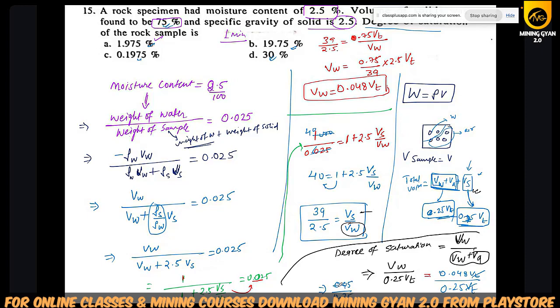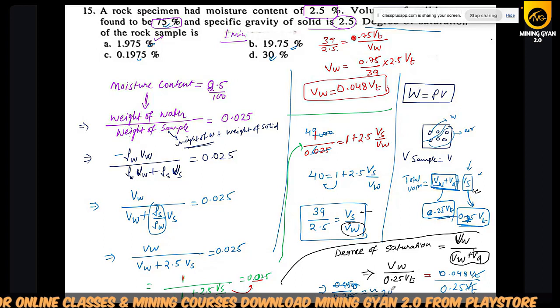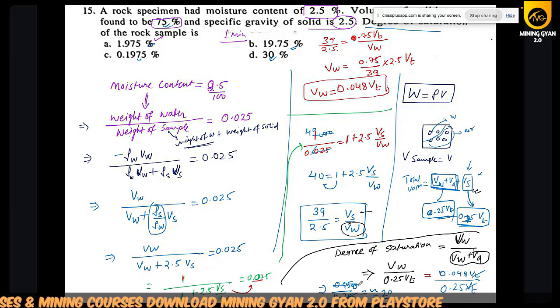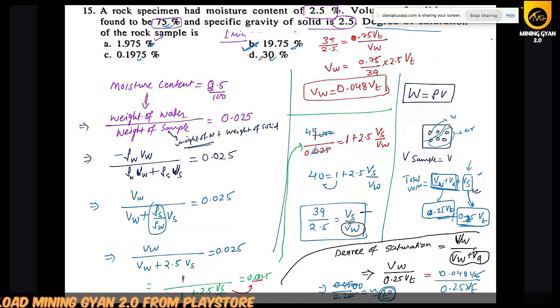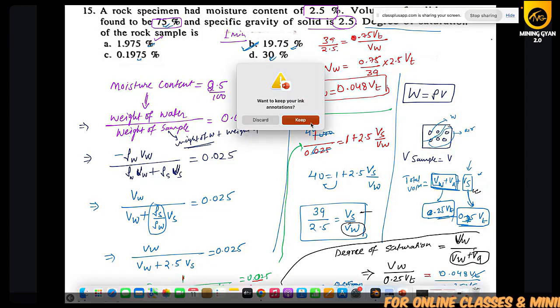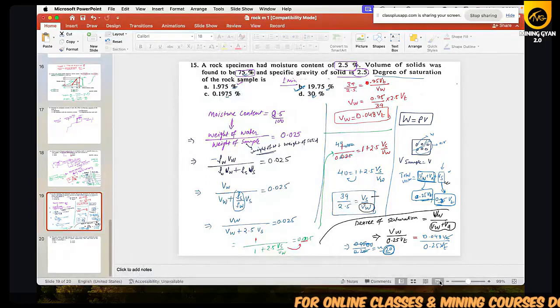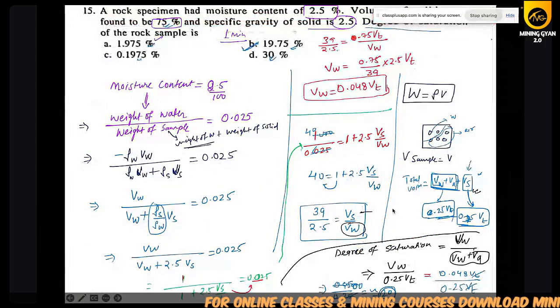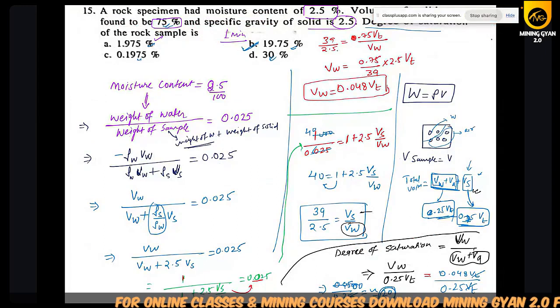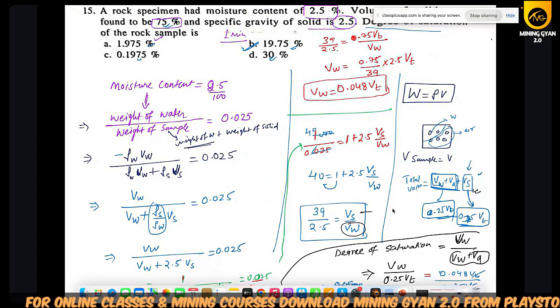So nearly 20. So our answer will be nearly 19.75. Or if you need an accurate result, then divide 0.048 divided by 0.25. So if anybody has any doubt, you can comment what we have done in this question. There is nothing much in this question, I just explained a bit more than needed. I will discuss once again on a separate paper.